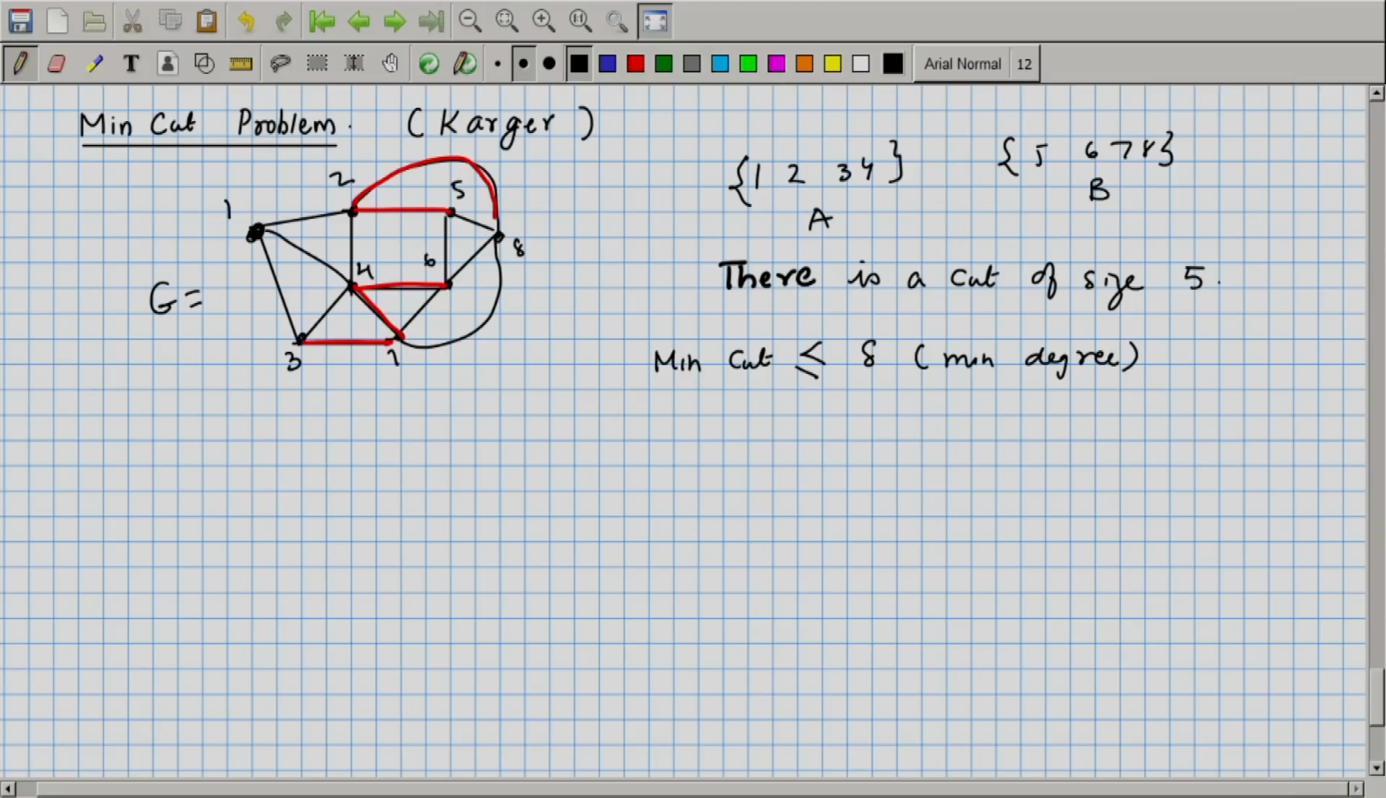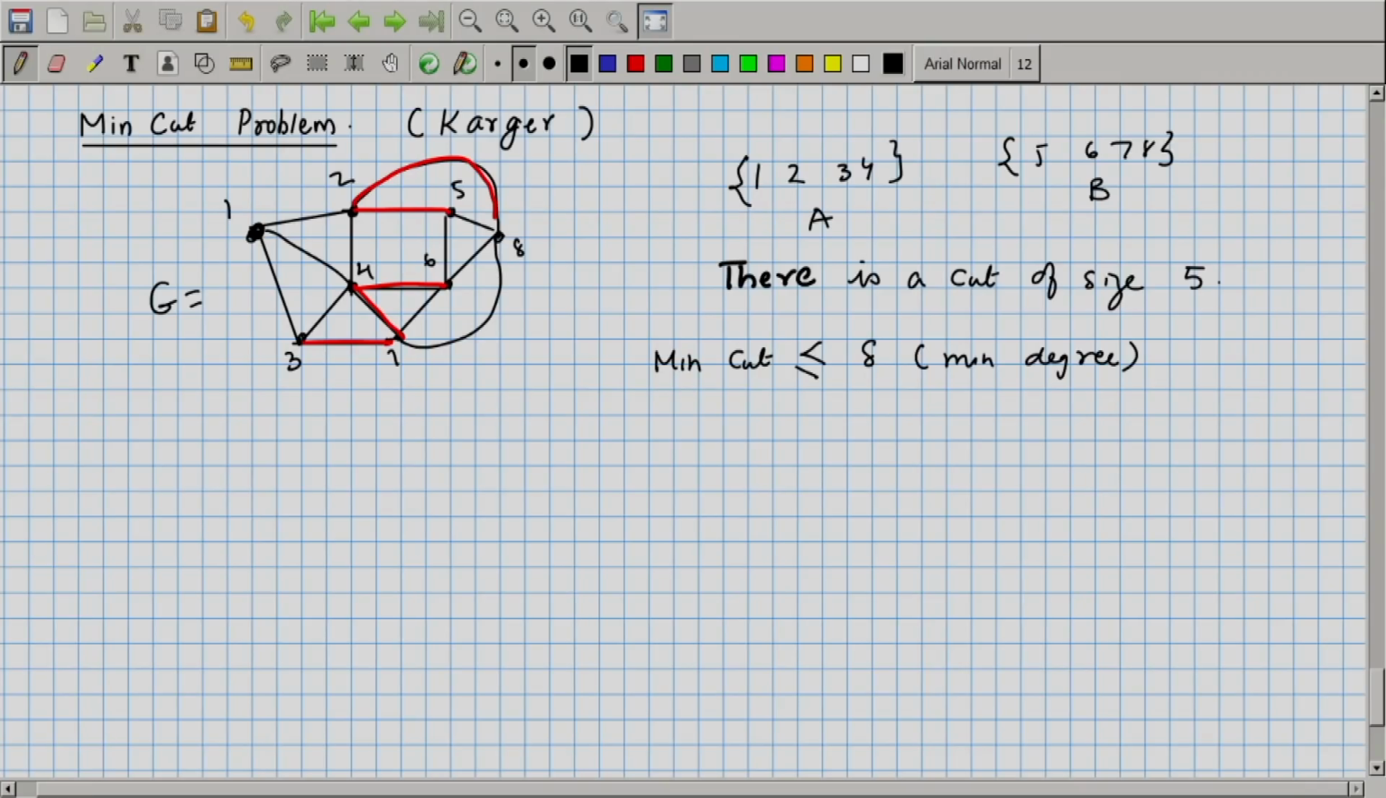But are there smaller cuts? Is there a cut of size 2? Well, we can verify that there will not be any cut of size 2 in this graph, because every edge is part of some cycle. Therefore, since every edge is part of some cycle, removing that edge will still preserve at least one path in the graph. So, in this graph the minimum cut will be of size 3.